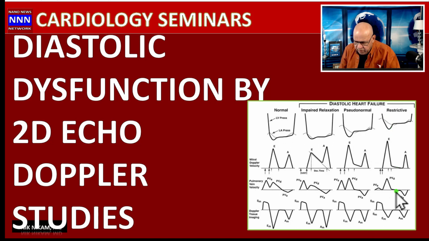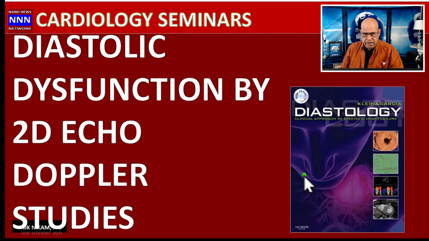In restrictive cardiomyopathy, both the E prime and the A prime are considerably reduced to less than 10 centimeters per second, and in worst cases less than 5 centimeters per second. So those are the main features which differentiate between restrictive, pseudo-normal, and impaired relaxation conditions. There is a lot more to that than what we are seeing in this picture. Let's look at some other things. Several textbooks have been written. One of them is from Klein and Garcia.